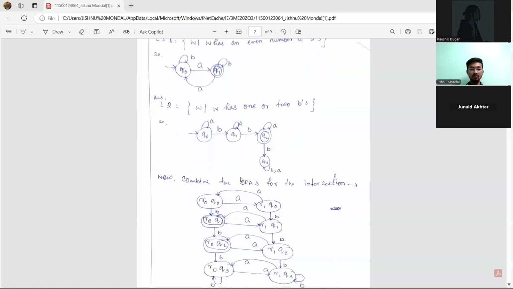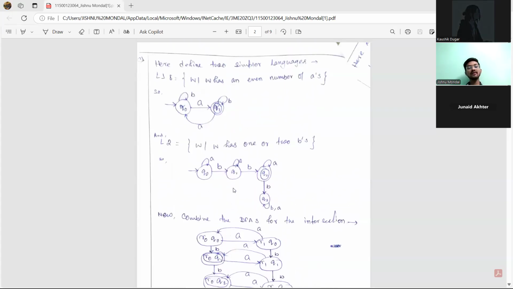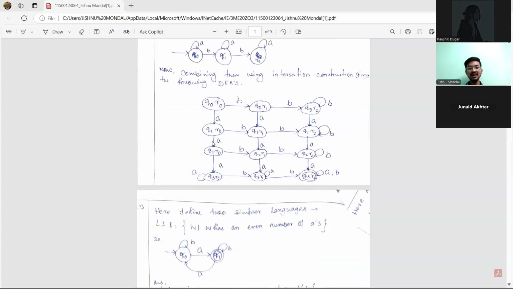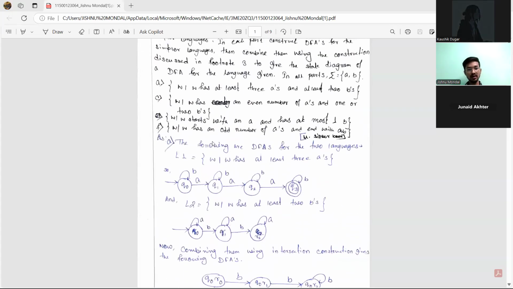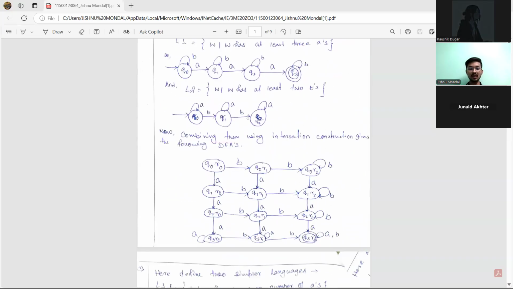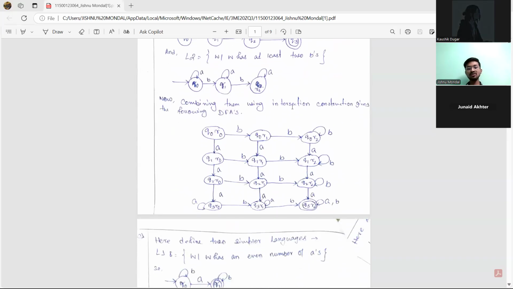And next, we combine the two DFAs, two languages, and get the final language, that is, w has an even number of a's and one or two b's. So, combining them using the intersection construction gives the following DFA, starting at Q0R0. This is the final state diagram.